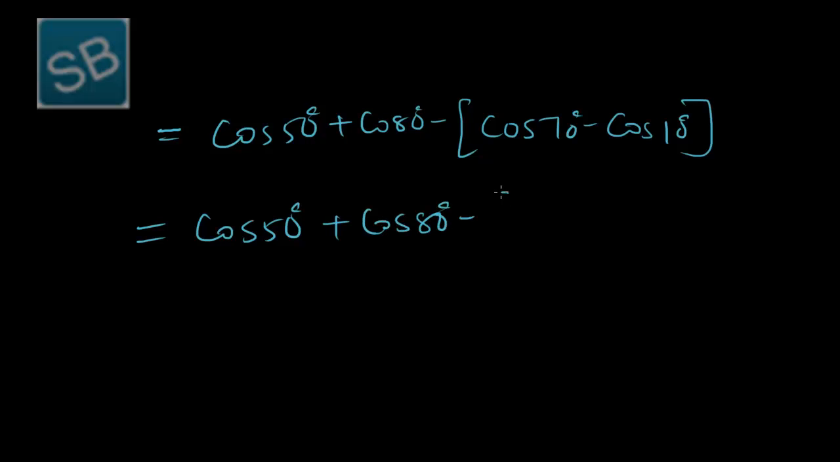So cos c minus cos d becomes 2 sin (70 plus 10) over 2, that is 40 degree, and sin (70 minus 10) over 2, that is 30 degree. So what is the value of sin 30 degree?